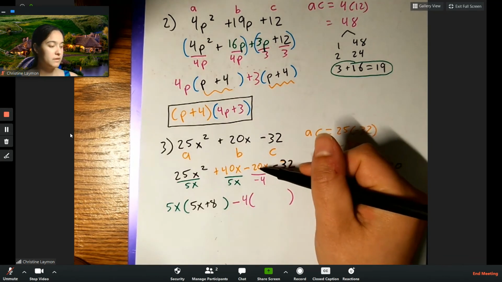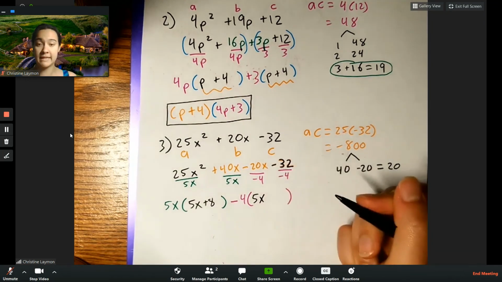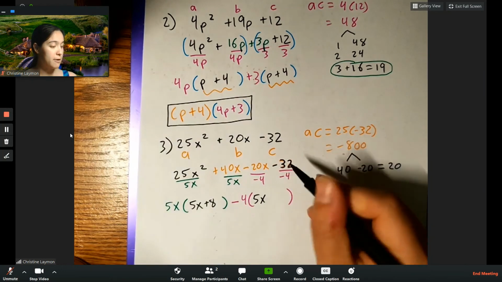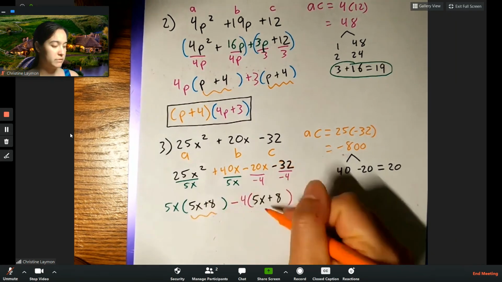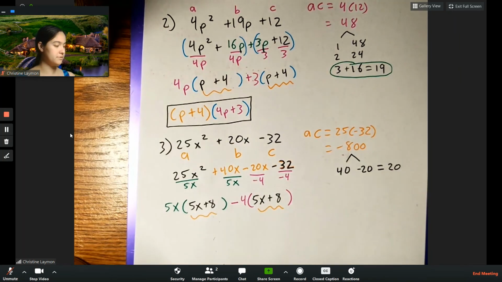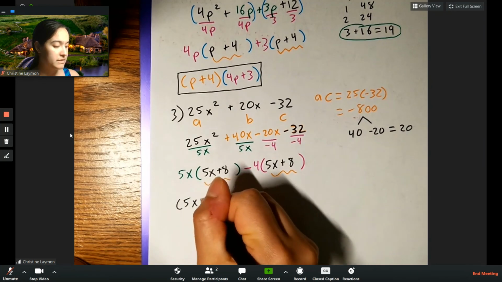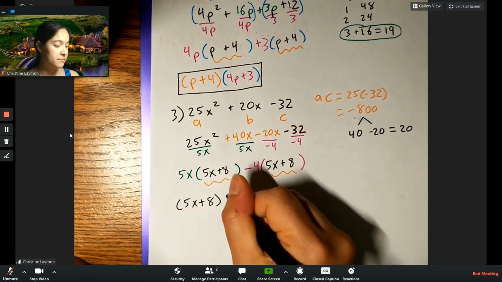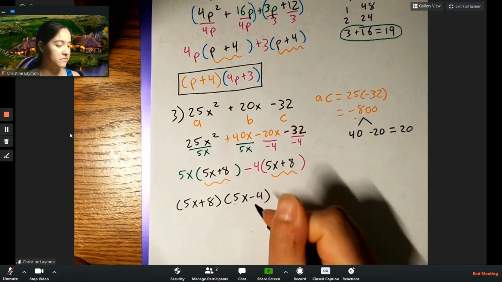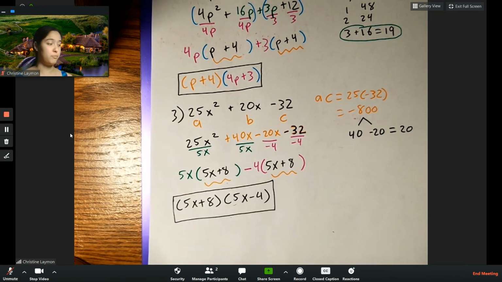So what I have here is negative 20 divided by negative 4. That's 5x, because that x is still there. Negative over negative is now positive, and 32 divided by 4 is 8. So we're good so far. And notice that 5x plus 8 and 5x plus 8. So when we group these together now, we have 5x plus 8 coming from those insides, and then we have the outside stuff, 5x minus 4. So that's how you factor by grouping.